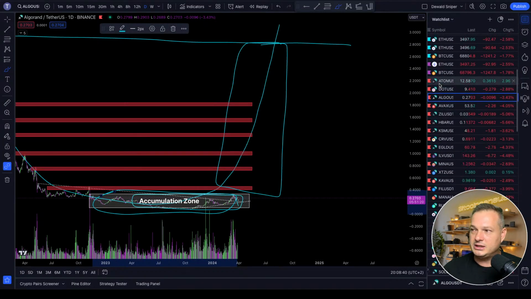All the coins that I've got listed here in red are the coins that I still see as great opportunities to the upside. From a spot perspective, from an investment perspective, that I am currently investing in.